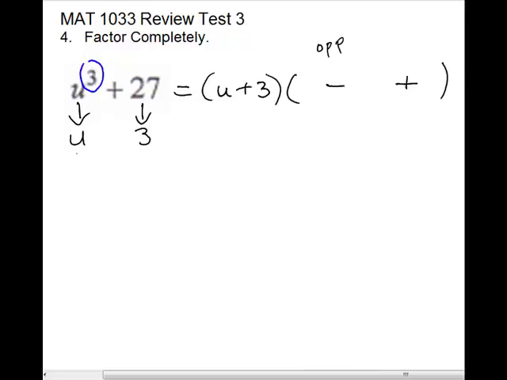So first root times itself. U times u gives you u squared. First root times the second one. U times 3 is 3u. Last root times itself. 3 times 3 gives you a 9. This trinomial will not do more when it comes out of a cube. So you are done.